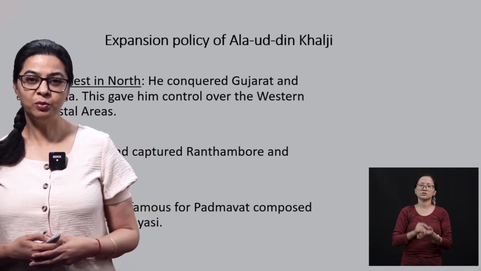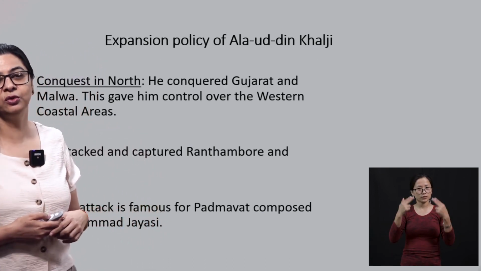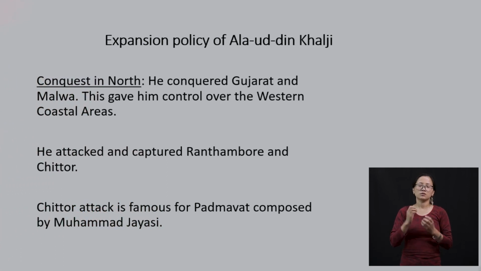So, the expansion policy of Alauddin Khilji: he wanted to conquer the north. He did conquer Gujarat and Malwa, and this gave him control over the western coastal areas. Now remember, western coastal areas are again very good for agriculture. So the more agriculture, the more tax and the more money you get into the treasury. He attacked and captured Ranthambore and Chittor. Now Chittor is very famous; Alauddin Khilji is famous for this Padmavati.